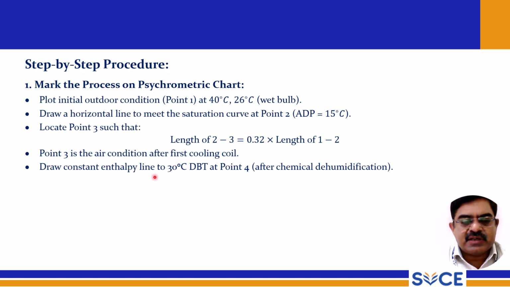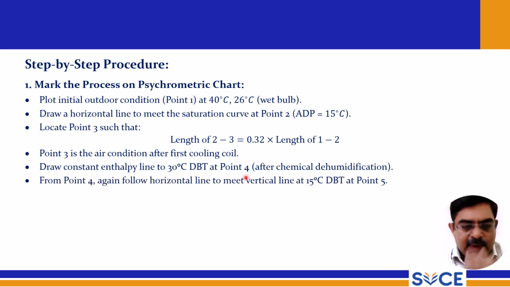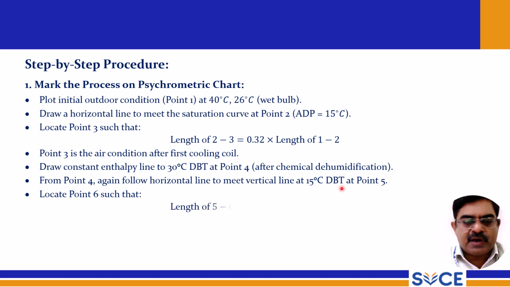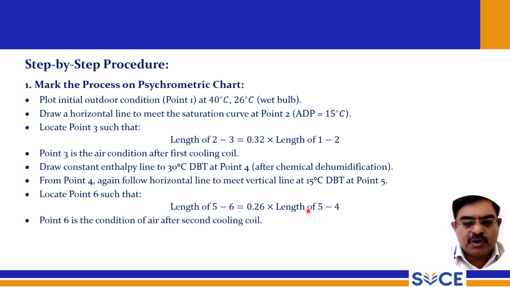So draw a constant enthalpy line to 30 degrees Celsius DBT at point 4 after chemical dehumidification. From point 4 again follow a horizontal line to meet the vertical line at 15 degrees Celsius DBT at point 5. Locate point 6 such that the length of 5 to 6 is 0.026 into length of 5 to 4, and point 6 is the condition of air after the second cooling coil.